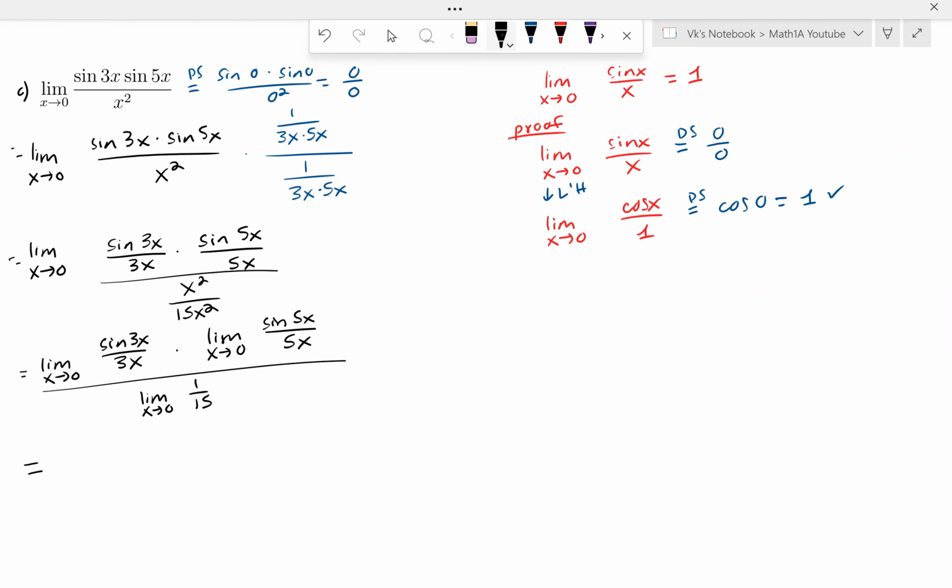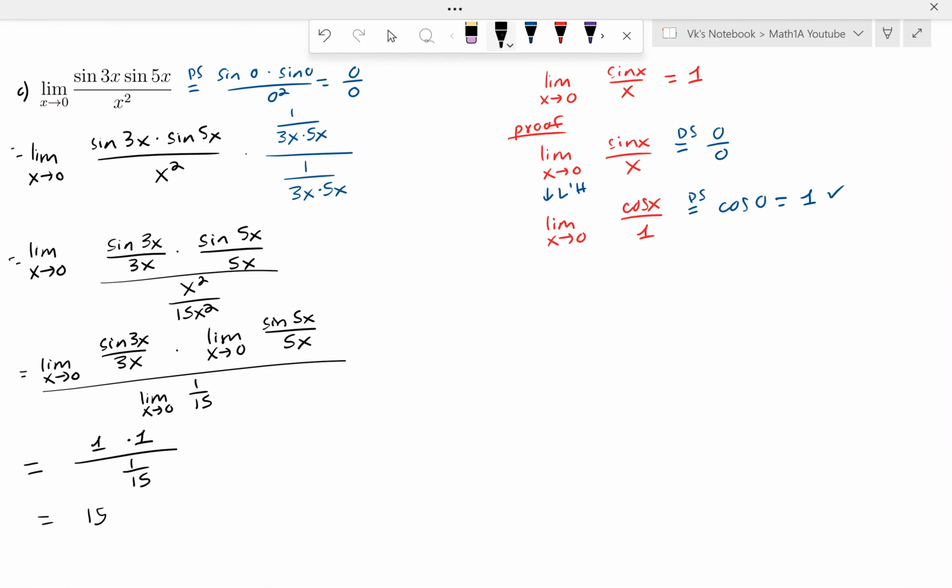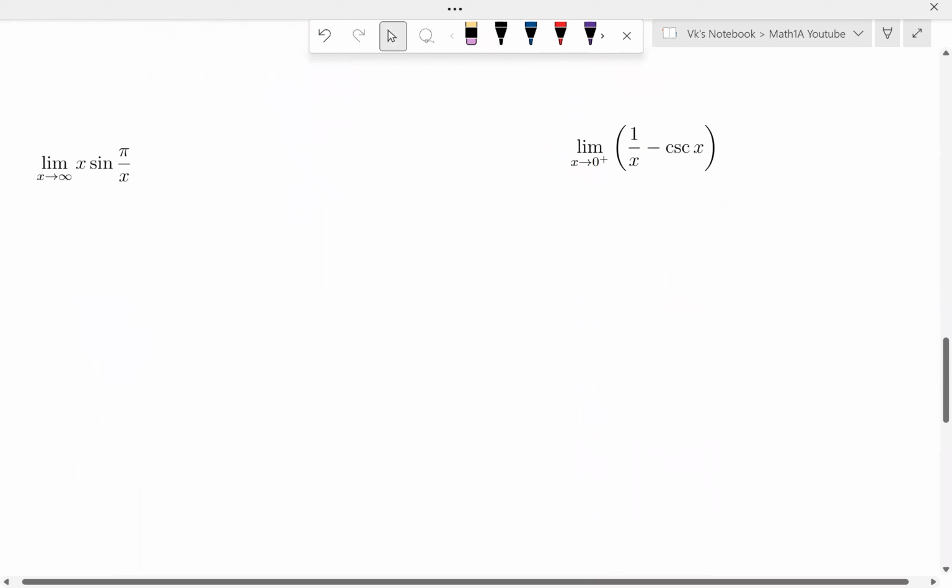Apply the fact that the limit as x goes to 0 of sine x over x is 1. We have 1 times 1 over 1 over 15. So the limit is 15. Yay! Super nice. Let's move on to do a few more.